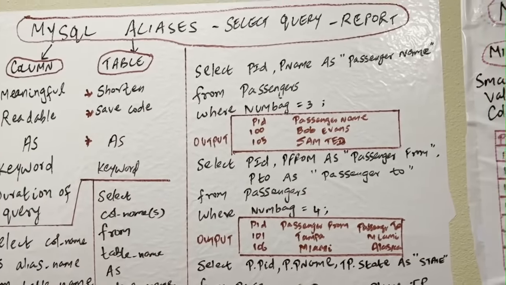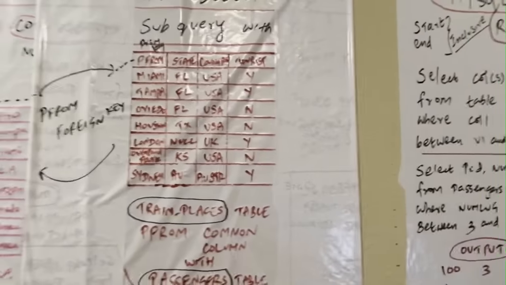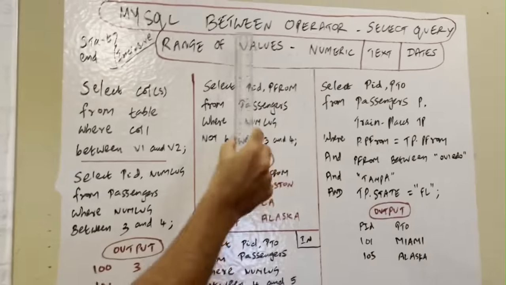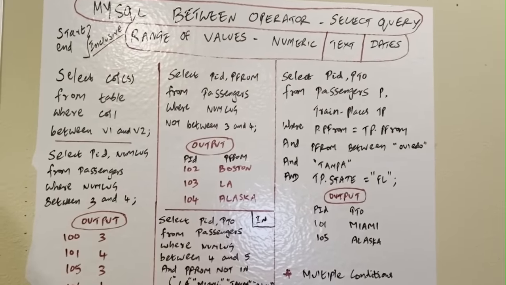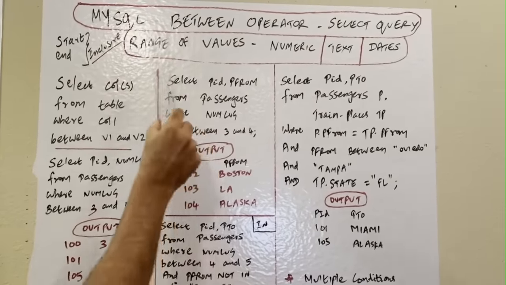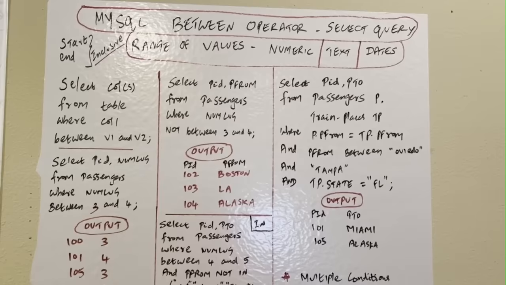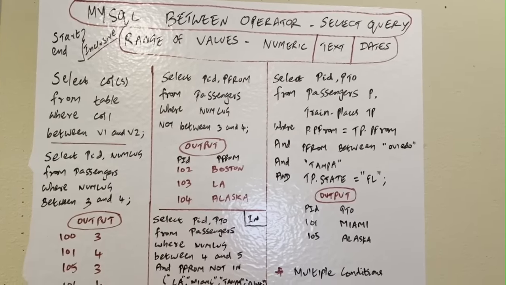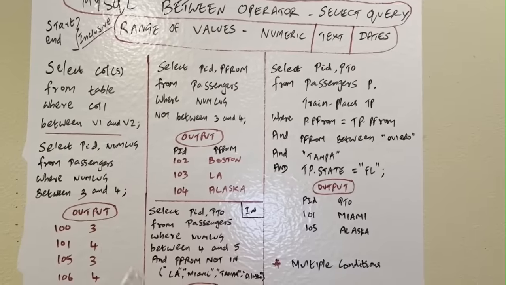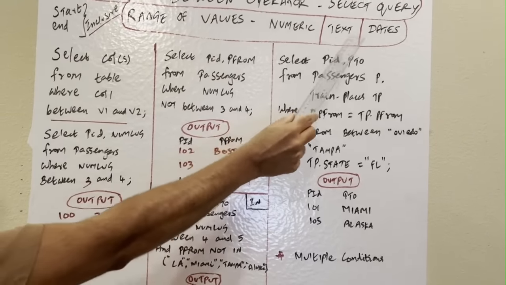We will continue our discussion in the next MySQL topic using both the tables. Here I am going to use the BETWEEN operator in the select query. Previously we used the IN operator: IN, NOT IN. Here, BETWEEN in the select query. What is between? Just like a common thing: between 5 and 2, between January and February, between Miami and Tampa. So numeric, text, dates.